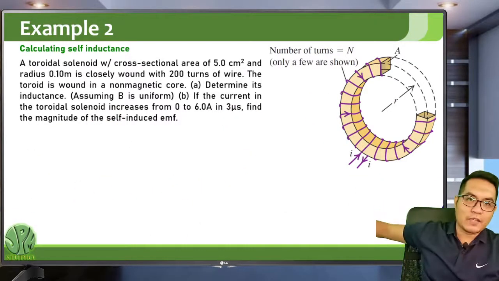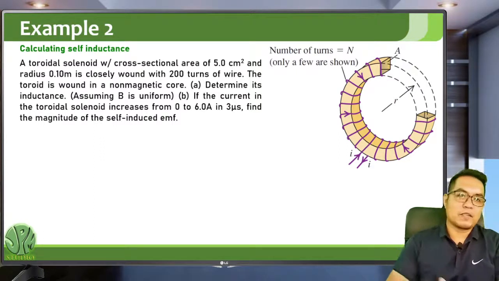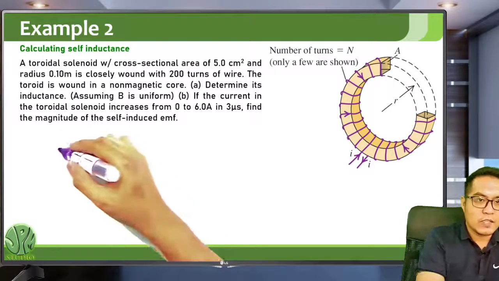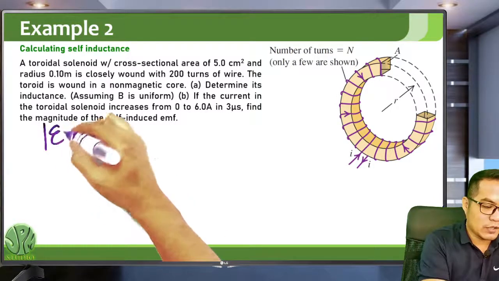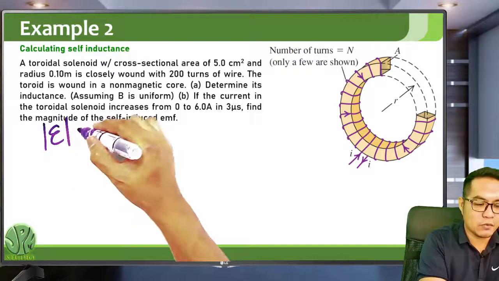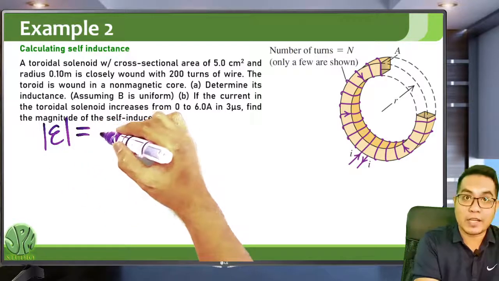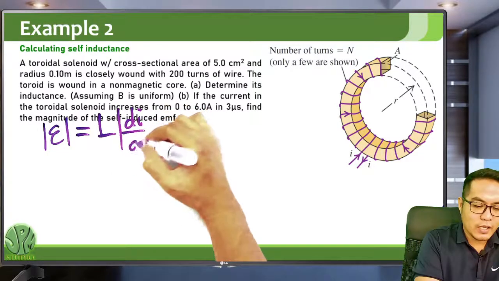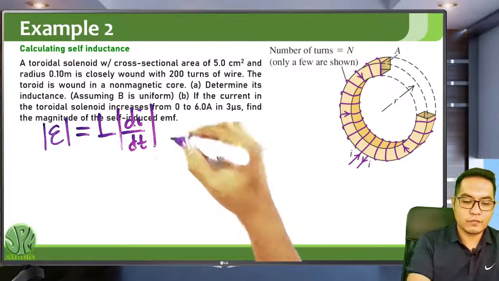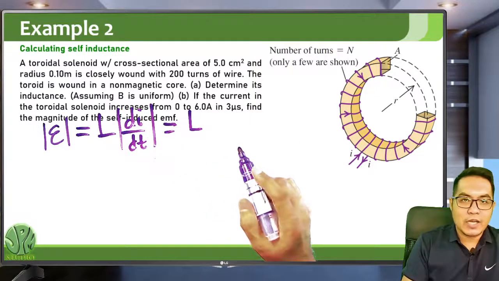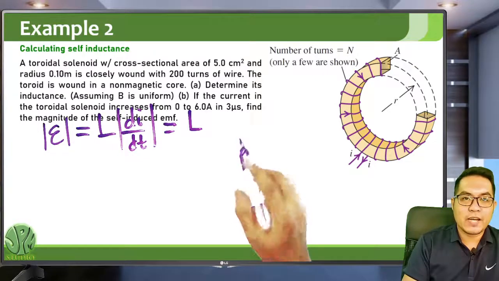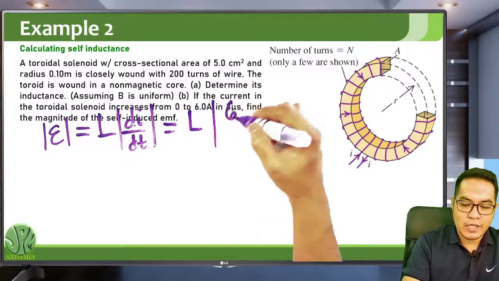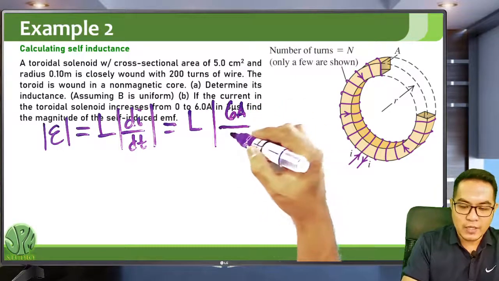Okay, if the current in the toroidal solenoid increases from 0 to 6 amperes in 3 microseconds, find the magnitude of the self-induced EMF. The magnitude of the self-induced EMF for an inductor, so we'll just use the absolute value sign to signify that it's a magnitude, because there's a negative sign in the actual formula, is L times the magnitude of di dt. So you have L, and the rate of change of current is this one, 0 to 6 amperes in 3 microseconds. So you have 6 amperes increase in 3 microseconds.